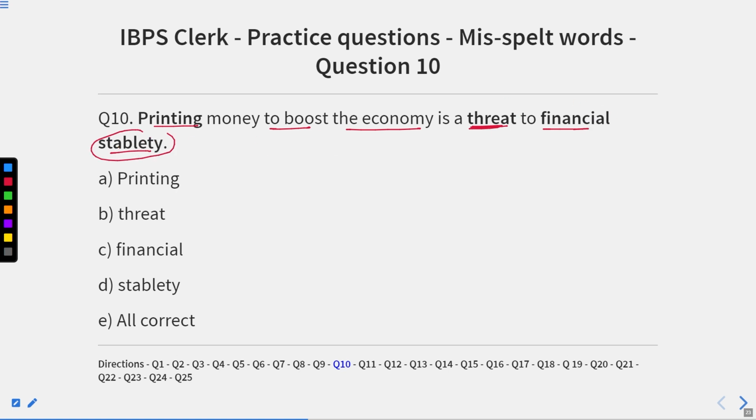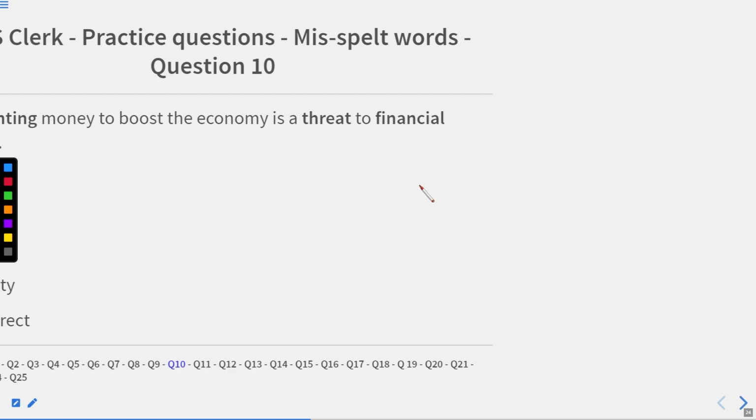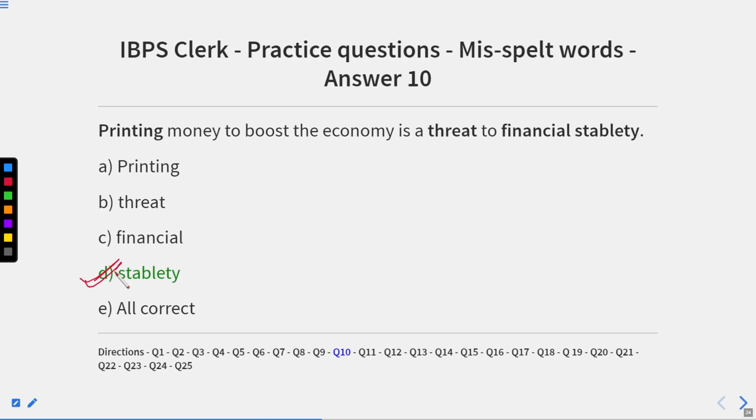Now the spelling of stability is incorrect over here, therefore the answer is D, because the spelling of stability is incorrect. It should be replaced with S-T-A-B-I-L-I-T-Y. So this is the correct spelling of stability. So the correct sentence is printing money to boost the economy is a threat to financial stability, but the spelling of stability should be correct. It is incorrectly written over here. So our answer is D, of course. So this was answer number 10.